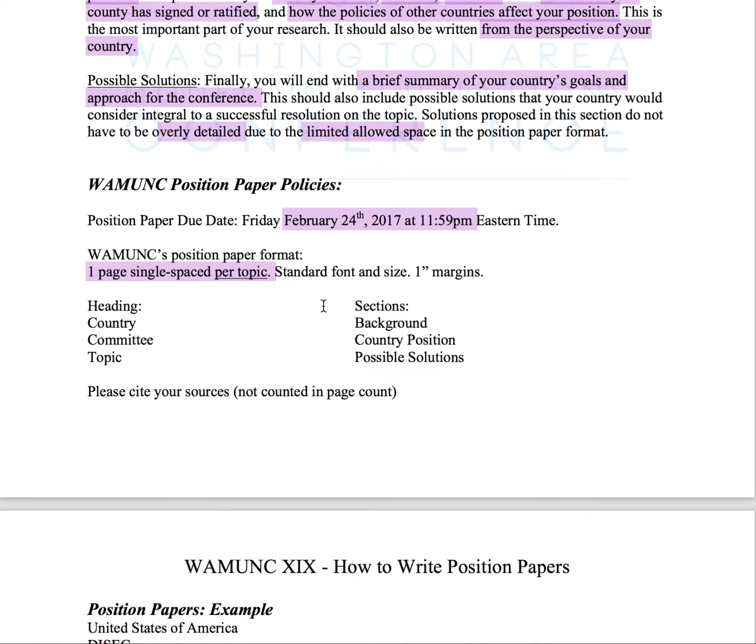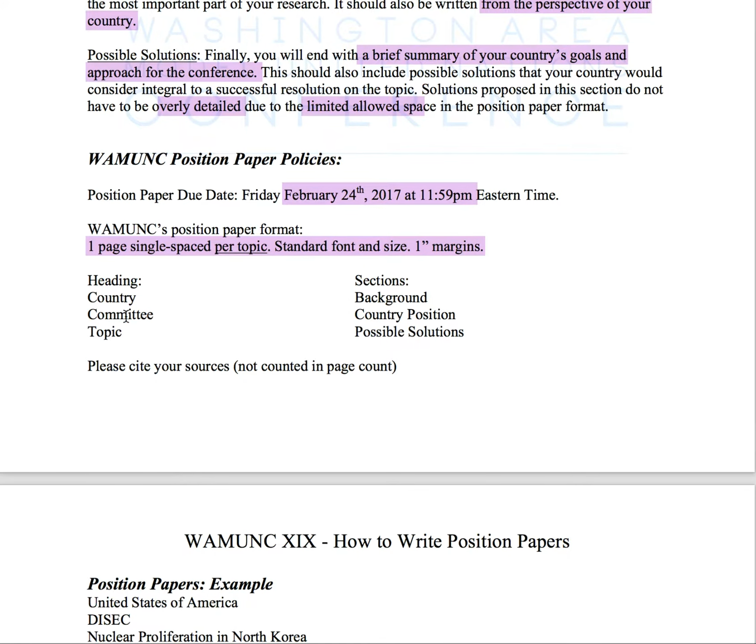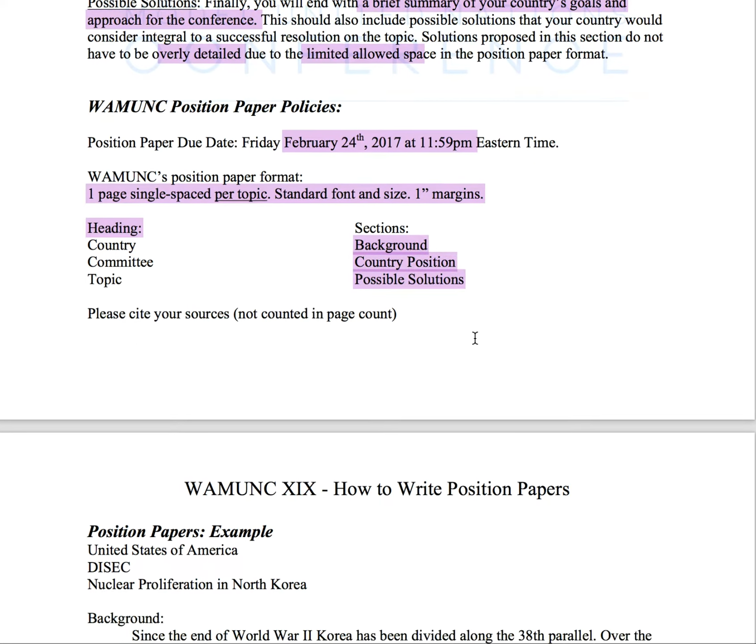But when it comes to your position paper, you've got to write 1 page, single-spaced, 1-inch margins, standard font and size, usually Times New Roman 12 I think would be appropriate, 1 page for each topic, okay? Topic A and topic B. So you have a heading. You have a heading where you list your country, you list your committee, and you list your topic in the heading, okay? At the top of your paper. And then you have sections. You put background, country position, and possible solutions.